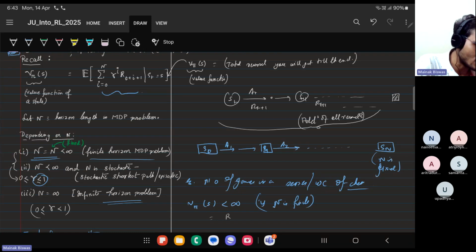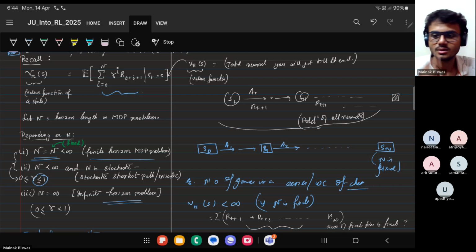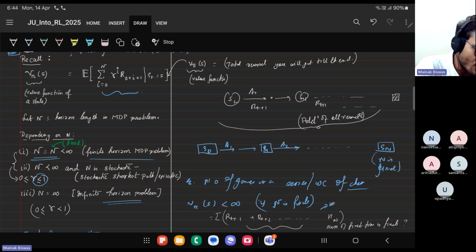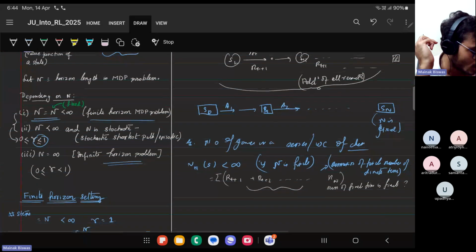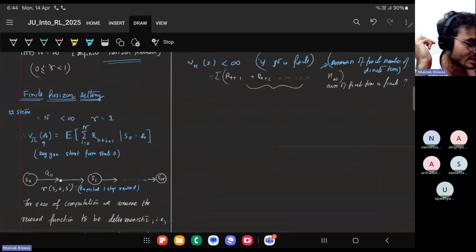V pi again is the summation of rewards, no? R_{t+1}, R_{t+2}, and so on. So if there are a finite number of steps, the sum of a finite number of finite terms is finite, correct? Okay. Good.